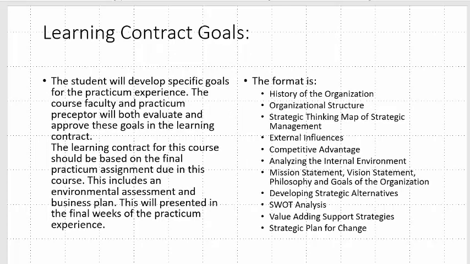The learning contract for this course will just look at the different goals that the student will have and make an agreement with the preceptor, and the goals will be approved. The learning contract for these courses should be based on the final practicum assignment due in this course. This includes an environmental assessment plan and a business plan. This will be presented in the final weeks of the practicum, and the format of the final assessment is over here to the right.